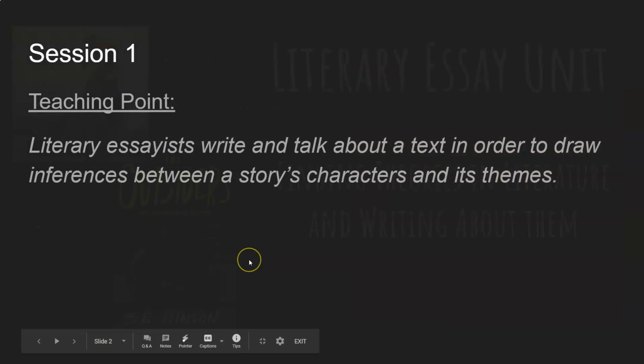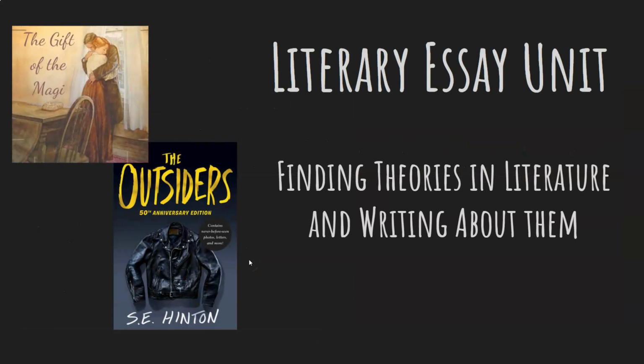So our literary essay unit, guys, is we're going to be talking about The Gift of the Magi, and we are going to be talking about The Outsiders. So we want to talk about finding theories in literature and writing about them. That's basically what this is all about. And we use a lot of different ways to develop theories. And one of the first things that you're going to learn how to do is to start thinking about what it is you think the author is trying to accomplish in their story.